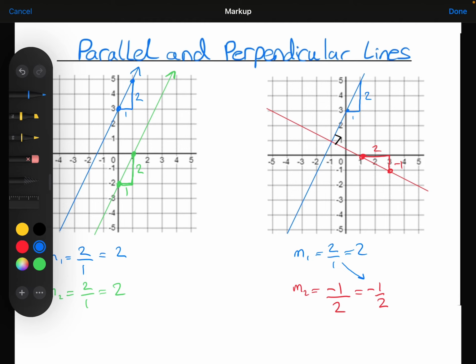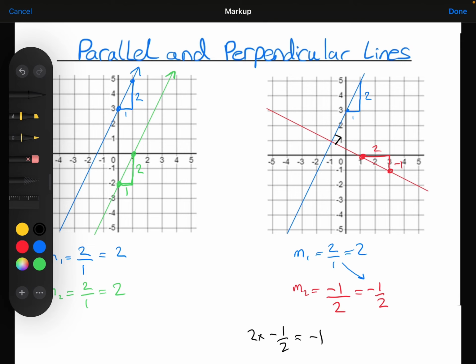There is a more formal way of saying that though. Notice that if I multiply those two gradients together, the 2 and the -1/2, I get -1. And that's always going to be the case when you have perpendicular lines. If you multiply the two gradients and get -1, the lines are perpendicular.